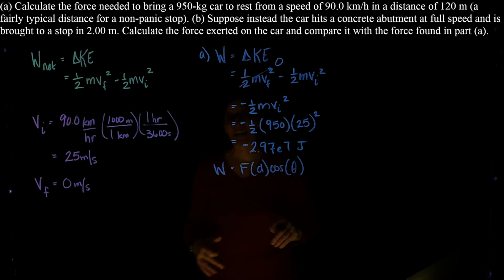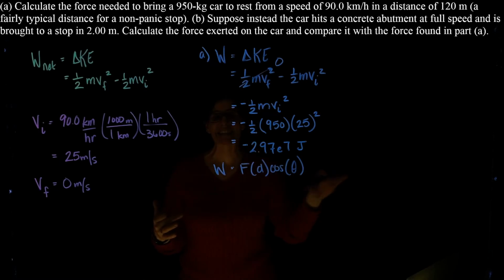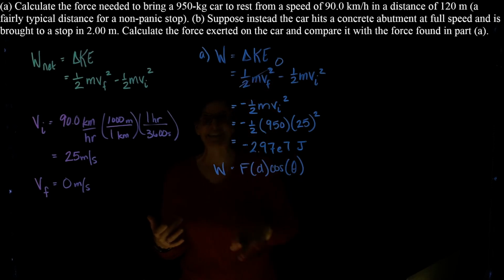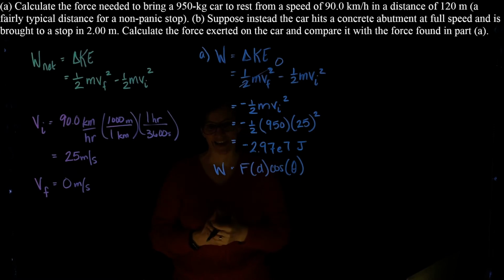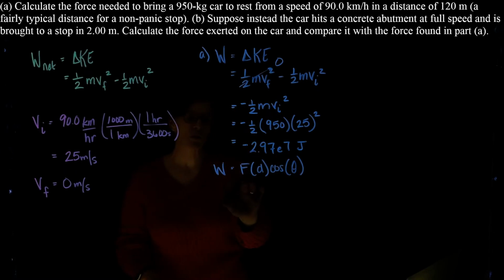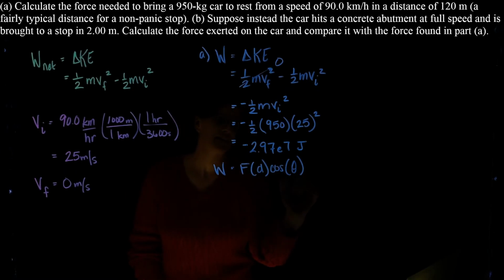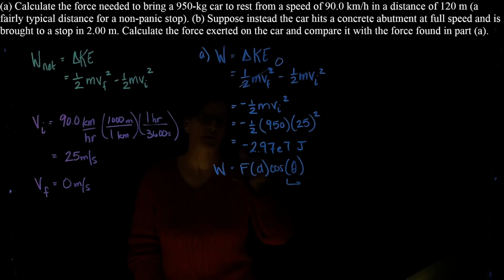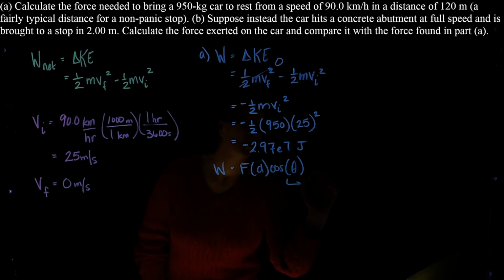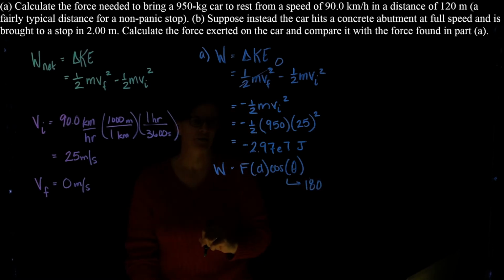Well, we're going to say the net force is acting in the same direction as the displacement because the kinetic energy is changing in that direction. So the work has to be acting in that direction. So we can solve for the force, and because it's in the opposite direction, negative, we know that the angle is at 180 degrees.